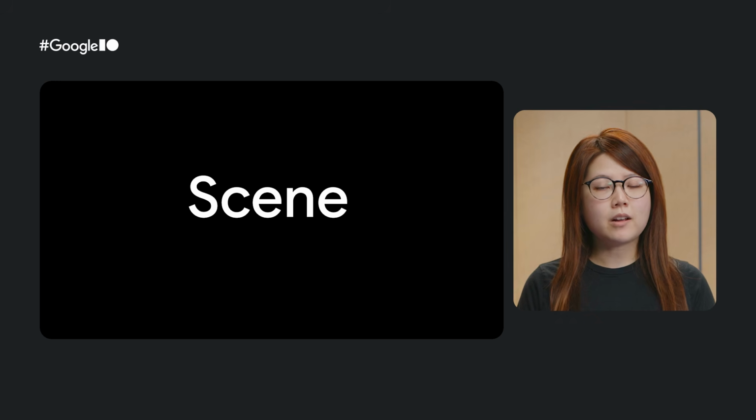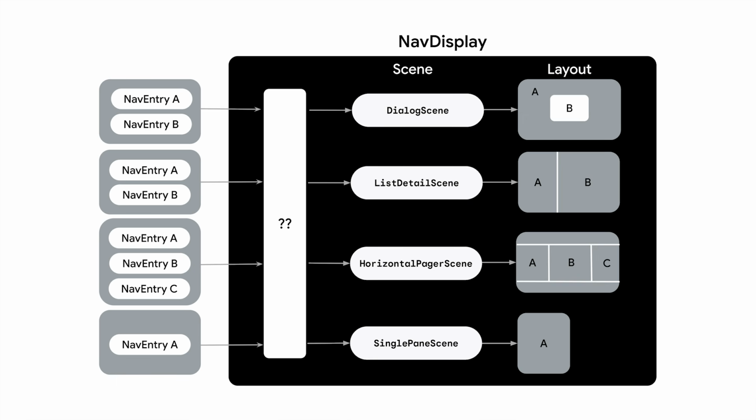But what if you want a more complex layout? For example, what if you want to display multiple entries at the same time? This is where the scene interface comes in. A scene controls which entries are displayed and how they are displayed. This means that the same nav display can be used to show entries in different layouts, such as a dialog, a side-by-side list detail, a horizontal pager, a bottom sheet, or just a single pane.